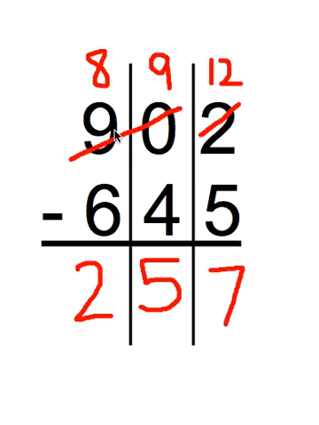Use my trick when you have a 0 in the tens place. Think of that hundreds digit and the tens digit together as one number to help you regroup. I hope that helps. Now it's your turn to do some practice.